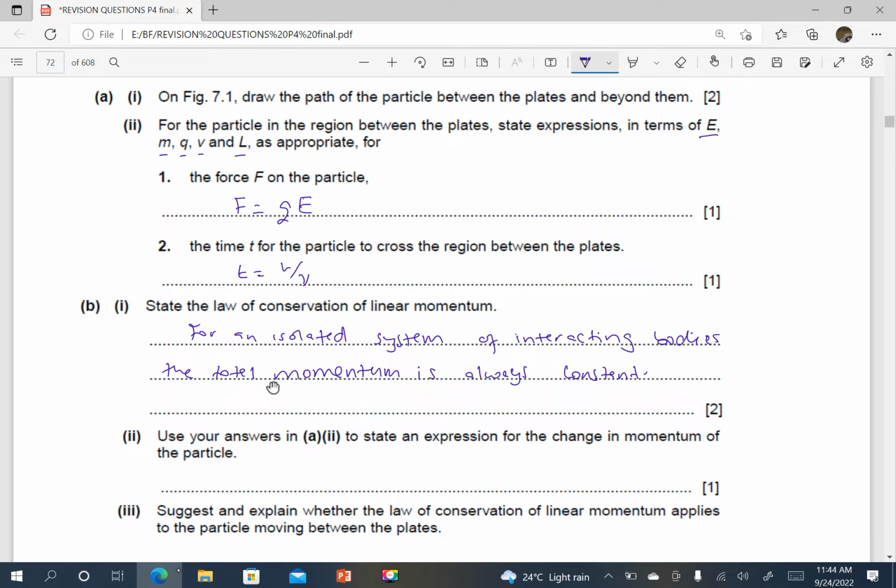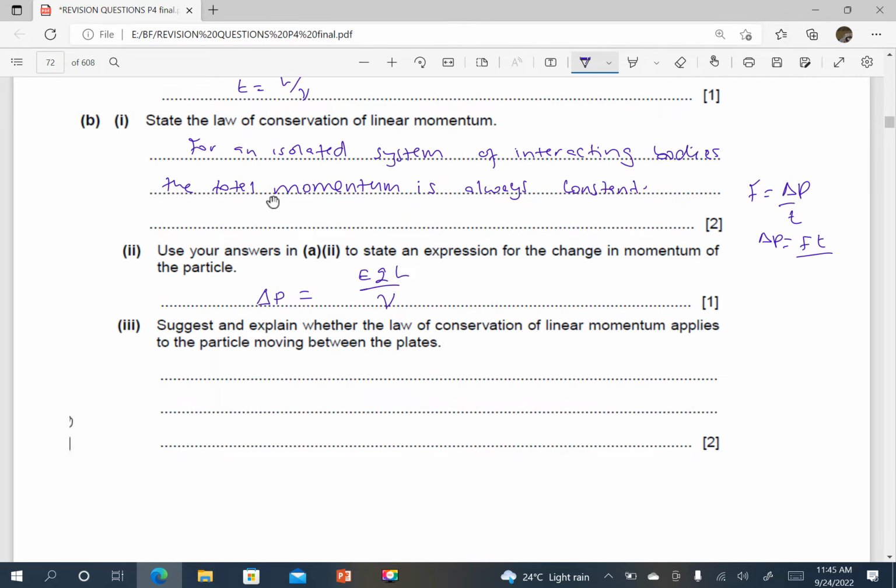Part 2, use your answers in A, Roman 2, to state an expression for the change in momentum. We know that force is defined as the rate of change in momentum, that is change in momentum with time. That means change in momentum is going to be the force times time. So when we multiply the force times time from above, we realize that the change in momentum is equal to E times Q times L over V. That is force times time. Part 3.